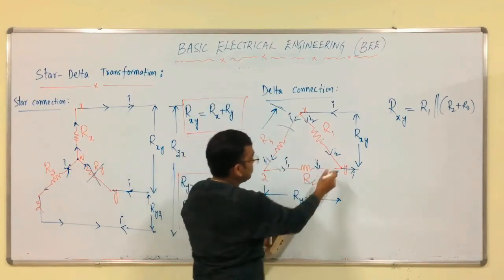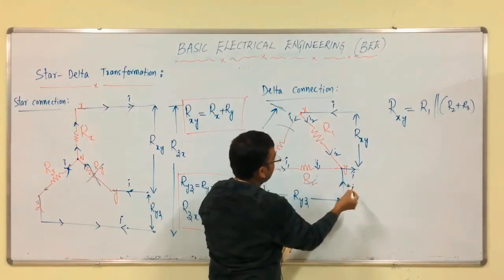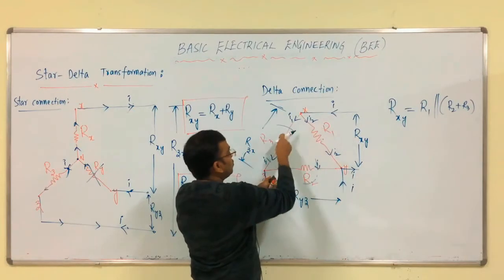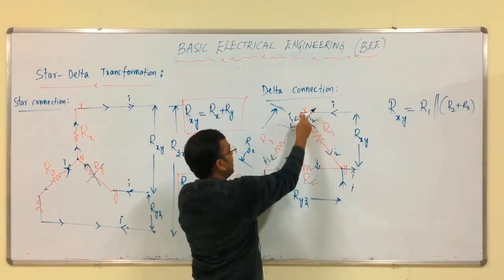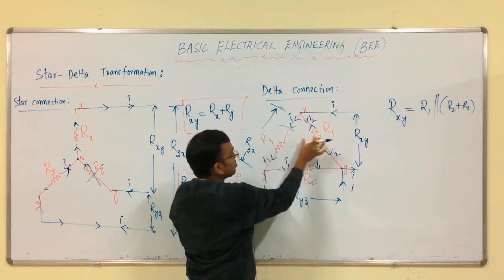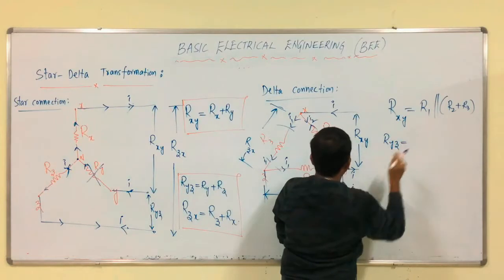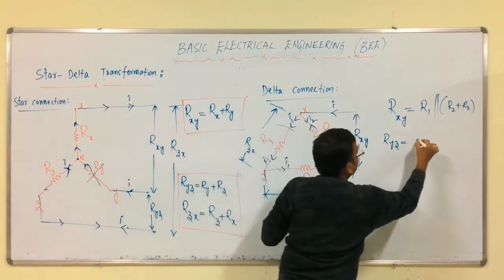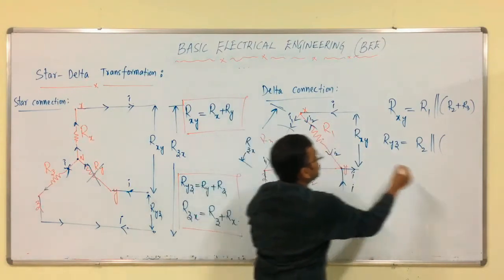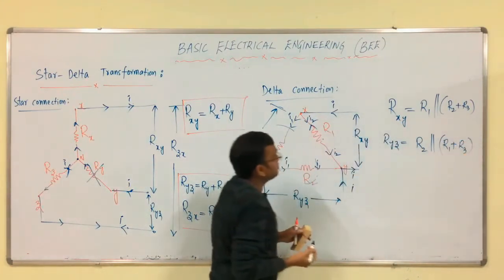If we consider these two terminals, y and z, the current entering is the same between these two terminals. So the same amount of current is diverted through these two branches, and R2 is in parallel with the series combination of these two. R yz is equal to R2 parallel with the series combination of R1 plus R3.